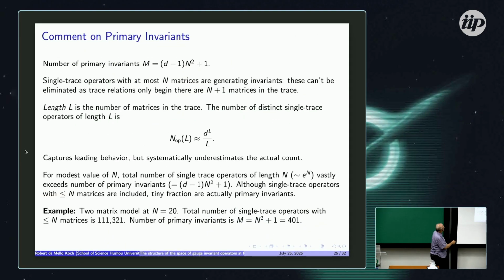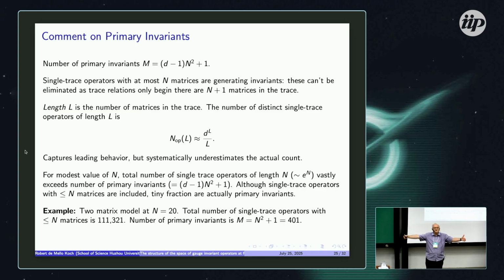So the number of primary invariants is d minus 1 times n squared plus 1. But what we know is, if we look at single trace operators, all single trace operators of a length of up to n have to be included amongst our generating set. And it has to be included amongst our generating set because the trace relations only kick in when you've got more than n matrices inside the trace. So when we include these loops of length n or less, are they included as primary invariants or secondary invariants?